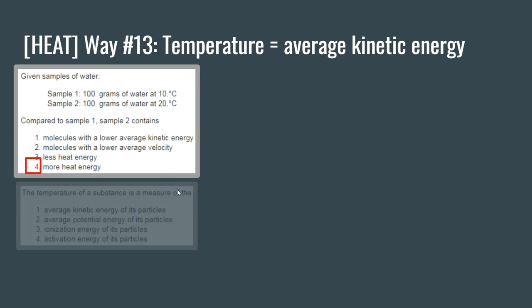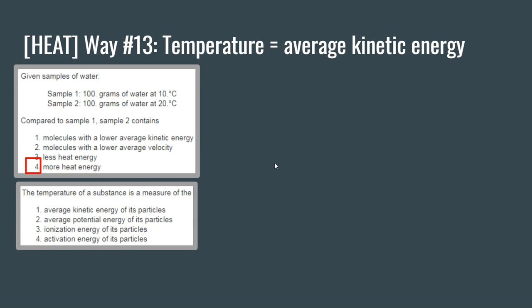Let's try another problem. The temperature of a substance is a measure of... When you see Regents problems that mention temperature, you should immediately think average kinetic energy. So you should have immediately gone to answer choice 1. Temperature is a measure of the average kinetic energy of its particles. This is what it means by definition.